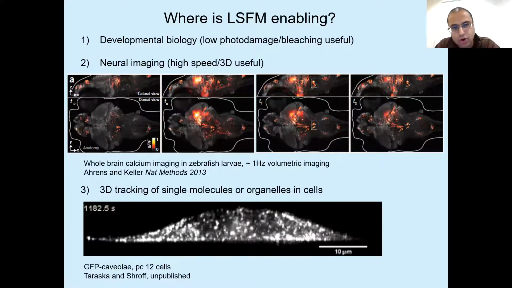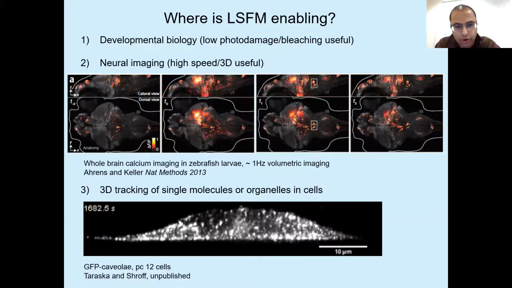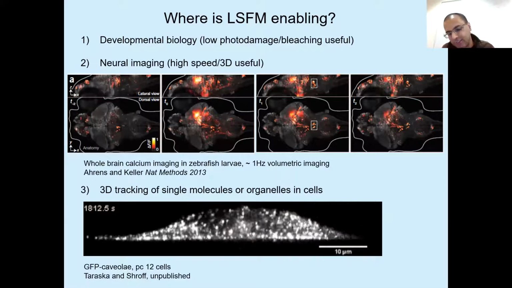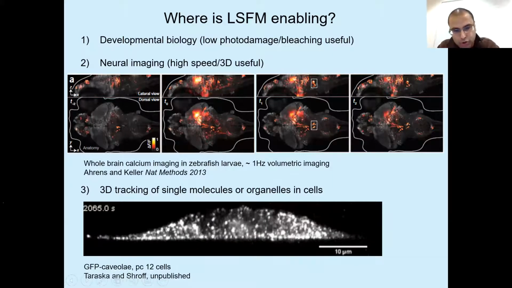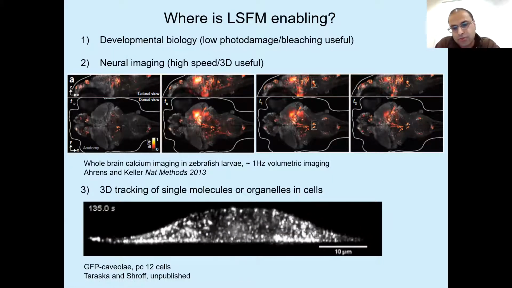Another advantage could be in nervous system imaging. If you want to scan the whole brain of a zebrafish, you can do that. This was shown beautifully by Philip Keller some years ago. You can get whole brain recordings. And then, if you push the spatial resolution, you can record single molecules or organelles, as fast as the frame rate allows, for many tens of thousands of volumes without frying it.